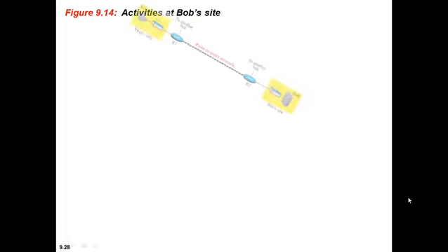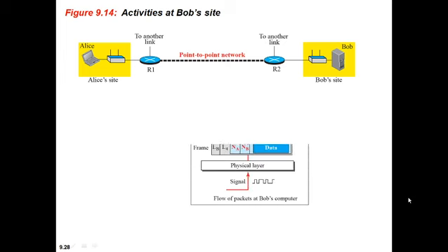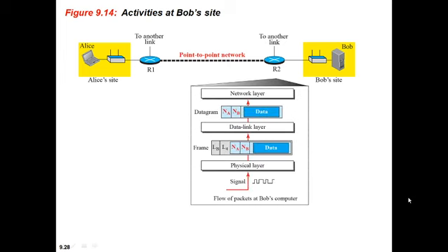At last Bob will receive the packet. The same signal will reach the physical layer, then the frame will be created and sent to the data link layer. The packet will be decapsulated and sent to the network layer.